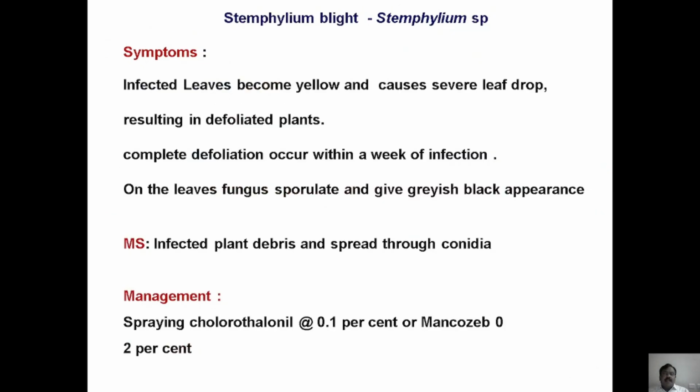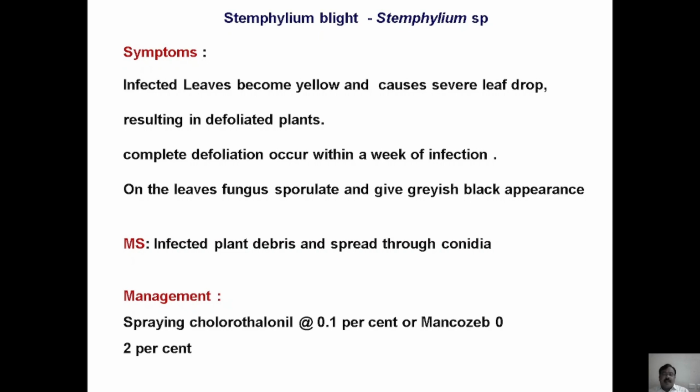And then Stemphylium blight, which is caused by Stemphylium species, produces infections on the leaves. The affected leaves turn yellow, the entire leaf becomes dried, and the entire plant becomes defoliated due to severe infection. Complete defoliation occurs within a short period, a week after the infection. And the fungus sporulates enough on the live as well as infected leaves and produces a blackish or grayish mold of mycelia as well as conidia.